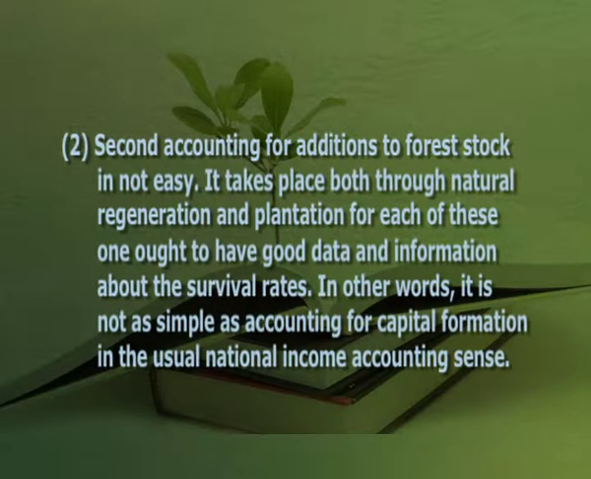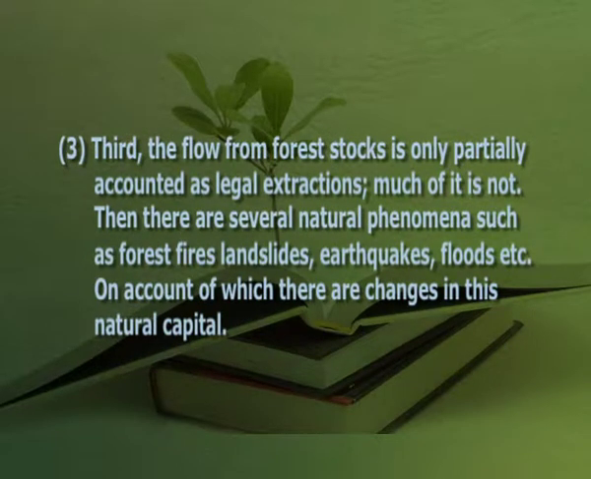Second, accounting for additions to forest stock is not easy. It takes place both through natural regeneration and plantation. For each of these, one ought to have good data and information about the survival rates. In other words, it is not as simple as accounting for capital formation in the usual national income accounting sense. Third, the flow from forest stocks is only partially accounted as legal extractions. Much of it is not. Then there are several natural phenomena such as forest fires, landslides, earthquakes, floods, etc., on account of which there are changes in this natural capital. In short, physical accounting of forest stock and flows is a complex task.